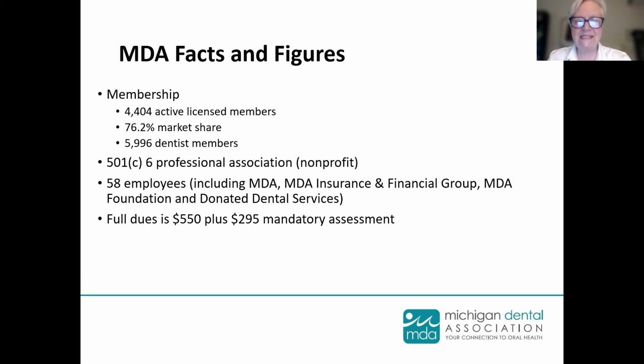We're a 501c6 professional association, and that's an IRS classification. A professional trade association is a 501c6. A charitable institution like our MDA Foundation is a 501c3, and then there are a number of other nonprofit classifications. We have 58 employees between the MDA, MDA IFG, our foundation, and donated dental services. And I'm sure, as you all know, that full dues for members is $550 this year, plus a $295 mandatory assessment.